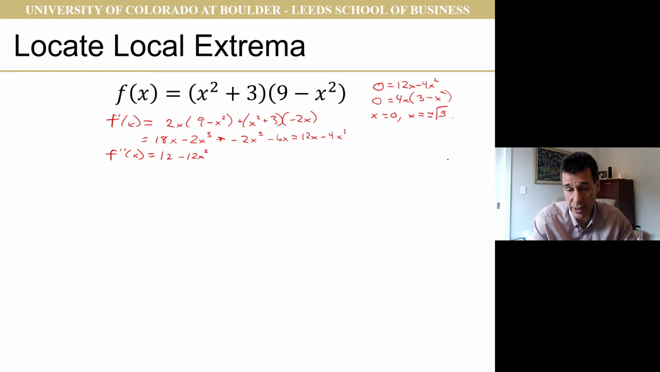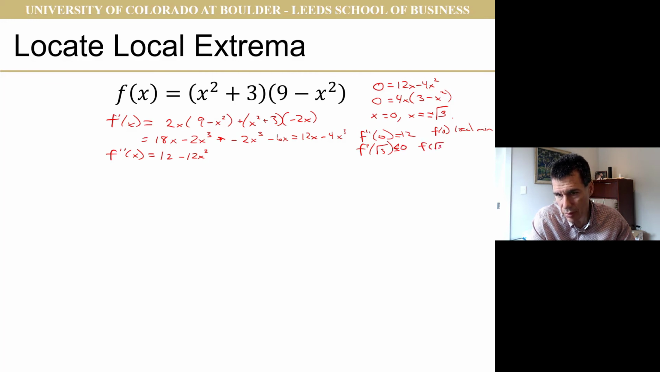Okay, second derivative. When x equals 0, f″(0) is 12, which means that at x = 0 it's concave up, so f(0) is a local min. All right, f″(√3) is, well, 12 times this, that's going to be negative, certainly less than 0, so f(√3) is a local max, right? Because here, less than 0 looks like this.